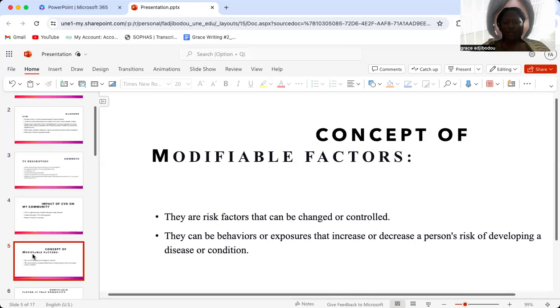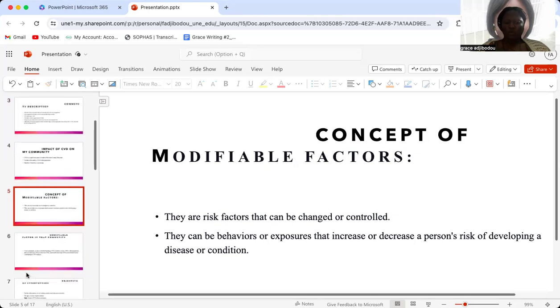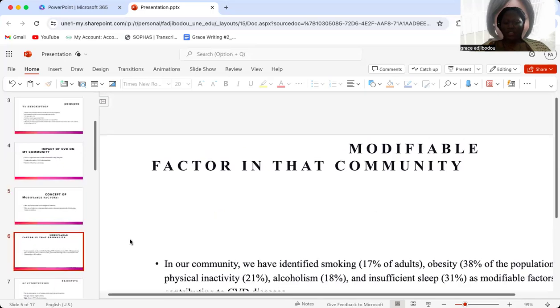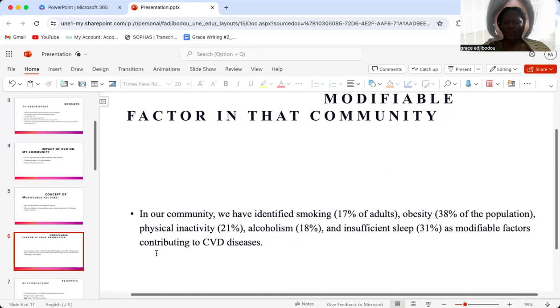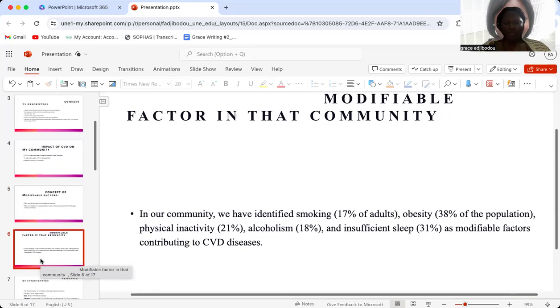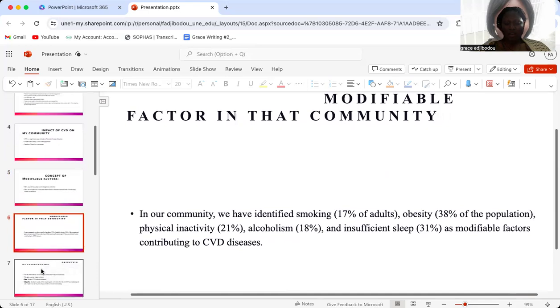What we call a modifiable factor is a risk factor that can be changed or controlled. So in our community, we have identified smoking, obesity, physical inactivity, and alcoholism as the most important risk factors for cardiovascular disease in our community.